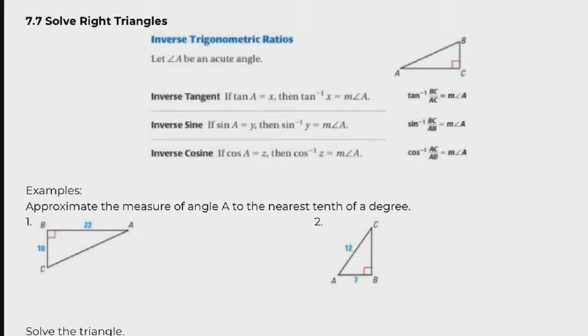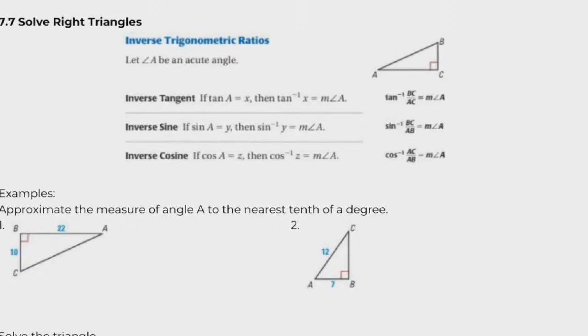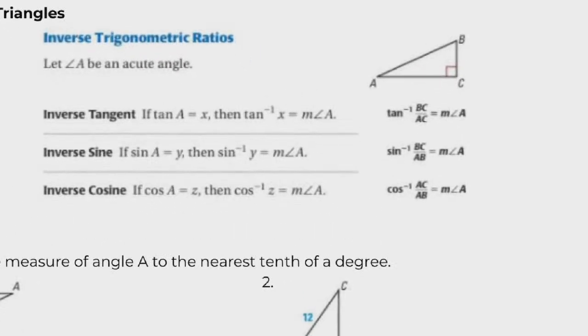Hello, in this video, I'll be going over 7.7, which is solve right triangles. So we know how to solve all of the sides of a right triangle. This top little section is to find the angles. So let's say A is an acute angle. You can use the inverse of the functions to find the angles.